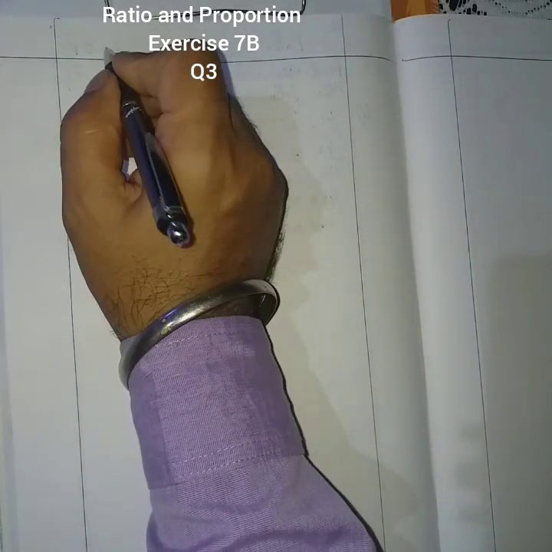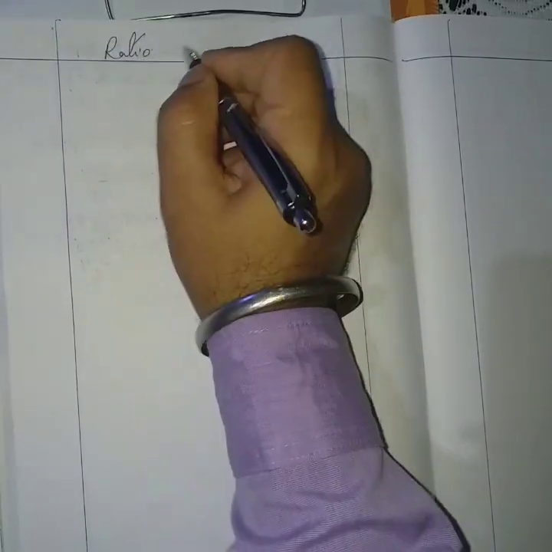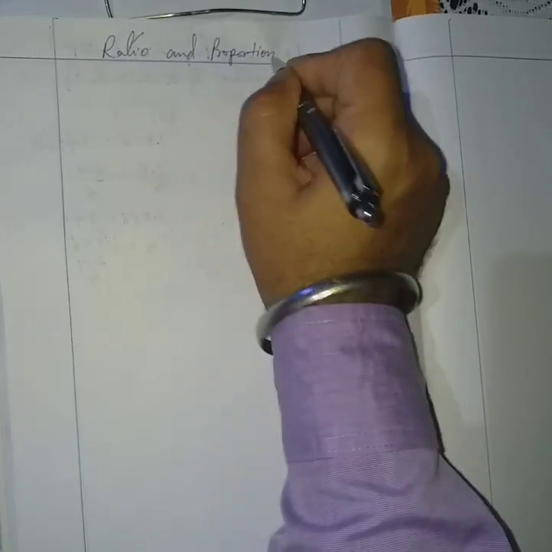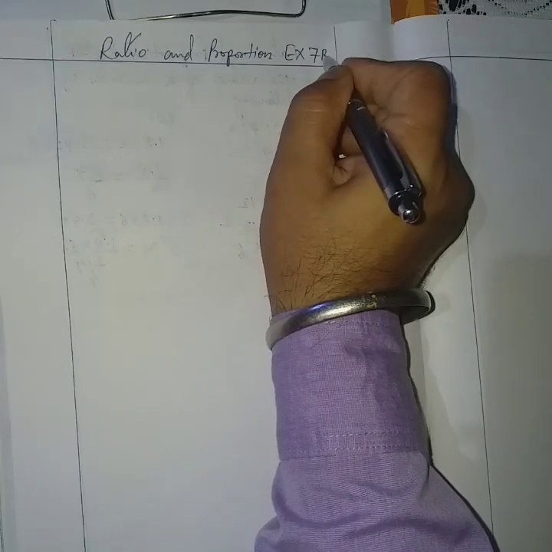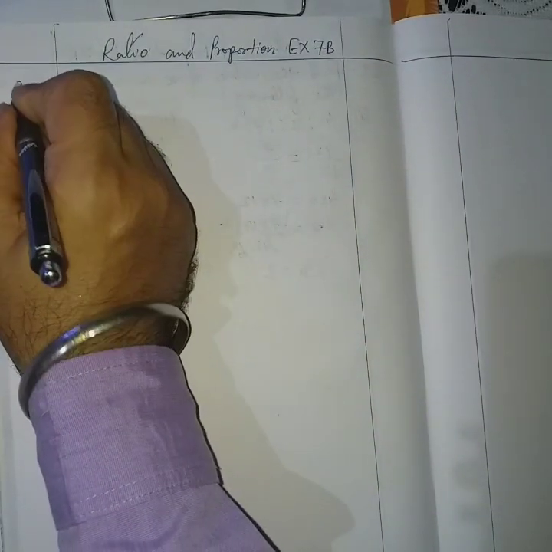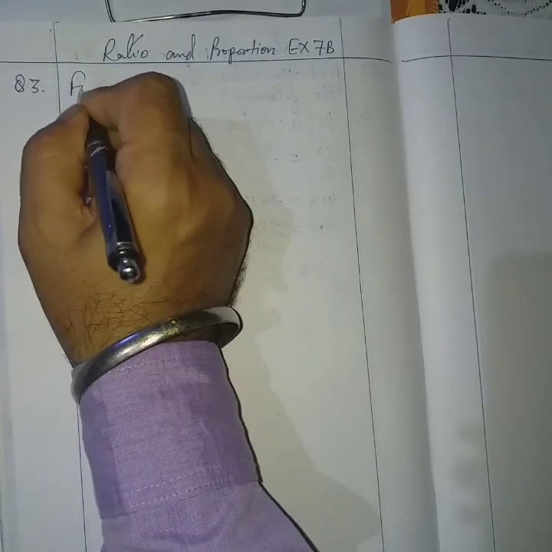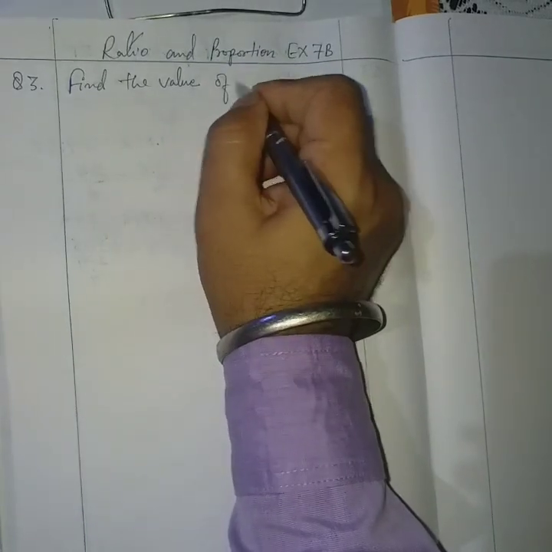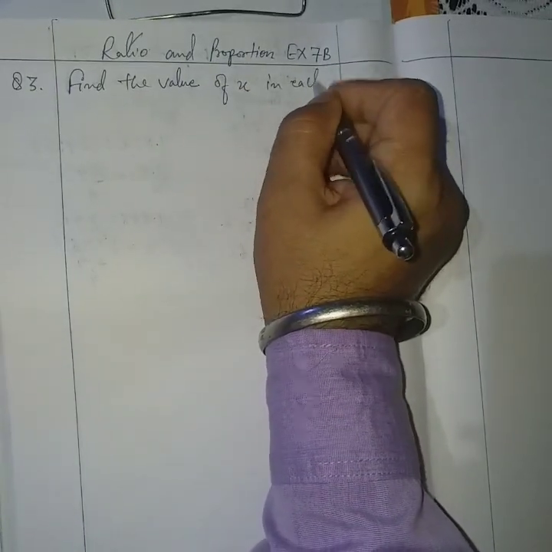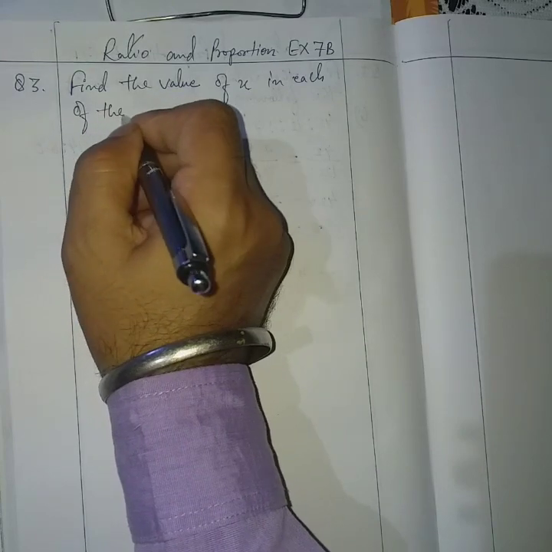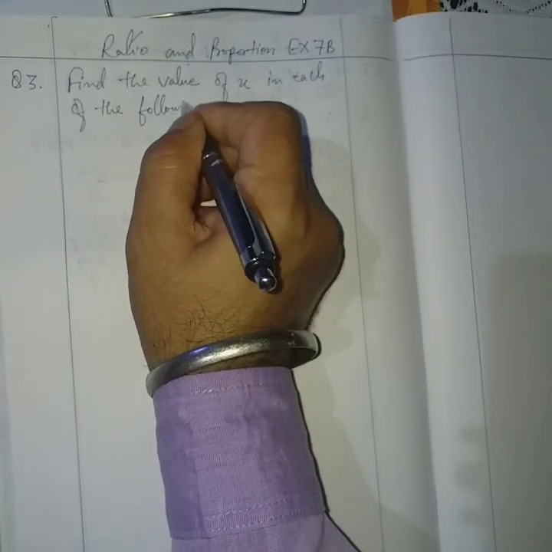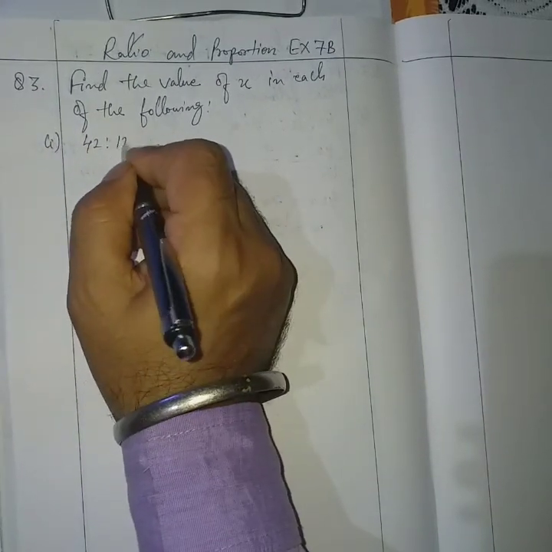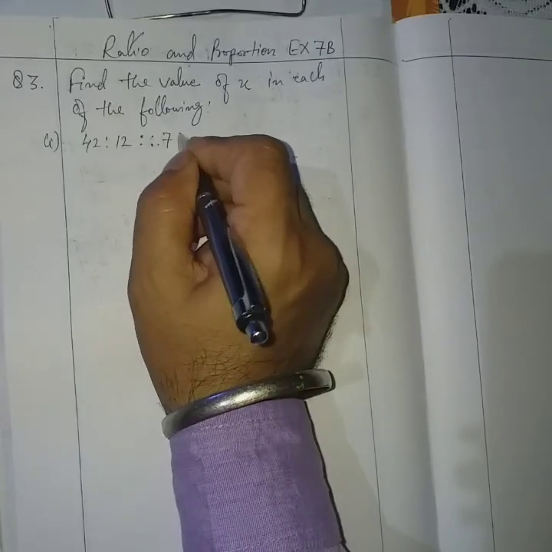We are in the ratio and proportion chapter, exercise 7B. Okay, question number 3. Find the value of x in each of the following. Number 1, 42 is to 12 is as 7 is to x.